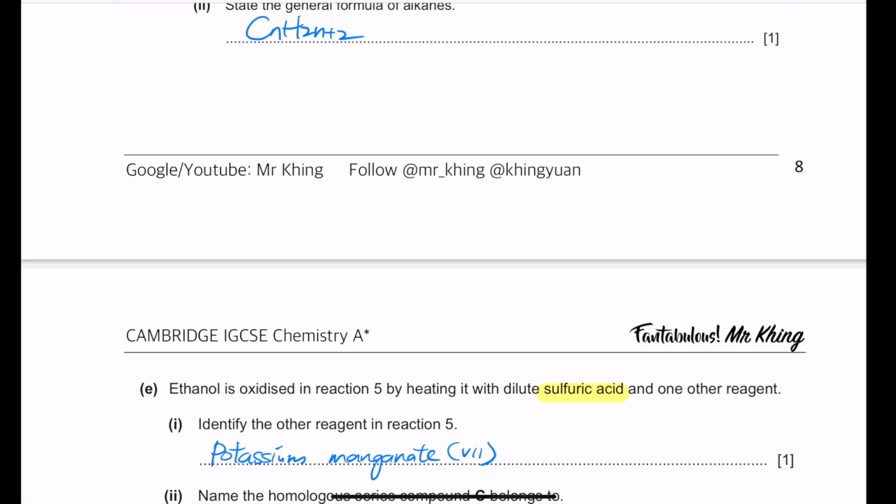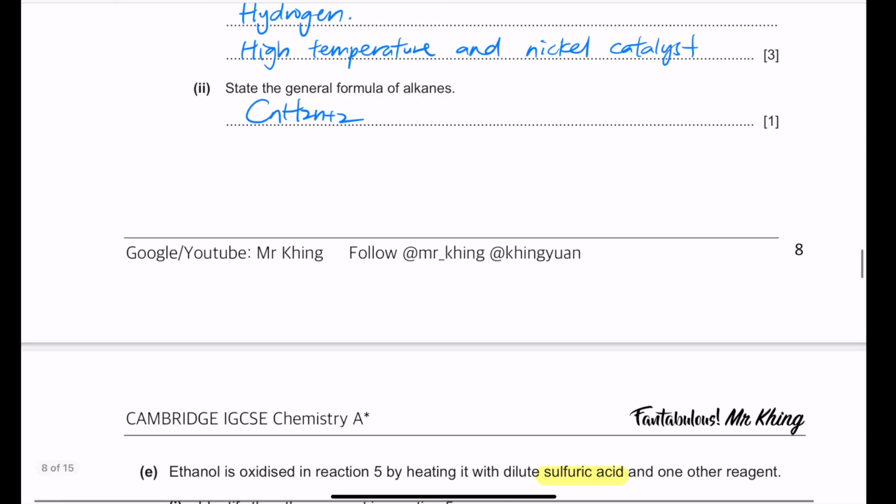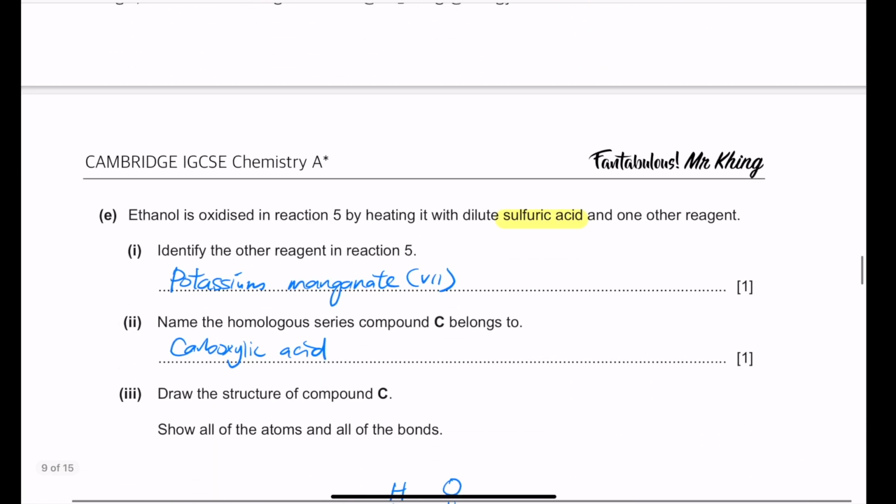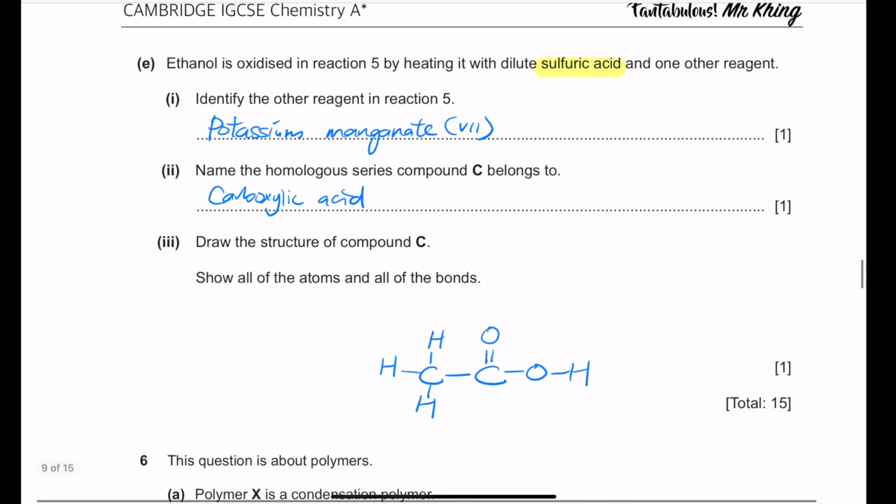Okay, and then what is compound C? See, alcohol gets oxidized, isn't it? So it becomes carboxylic acid. Okay, and you're asked to draw. Okay, so ethanol becomes ethanoic acid.